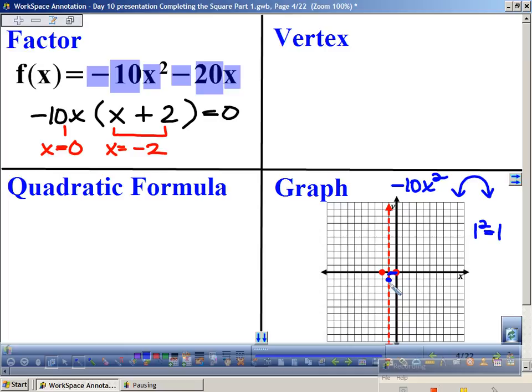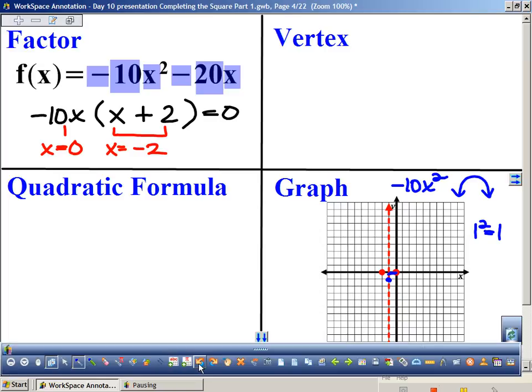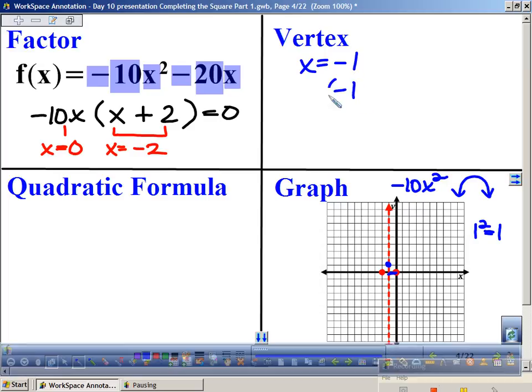Sorry, not down 1. I'd have to go up 1 because that would make the wrong graph. How many of you did it that way? That you said that my axis of symmetry is -1. So if I take -1 and square it, I get +1. So my axis of symmetry, or my vertex, is going to be at -1, +1.